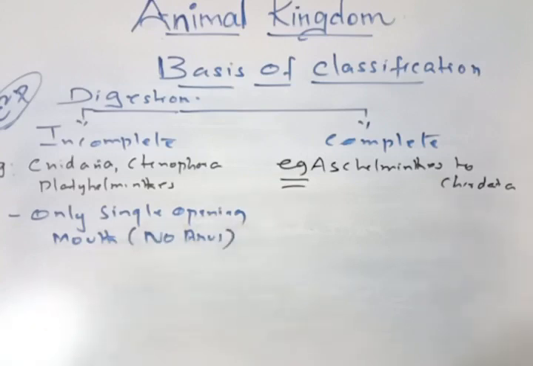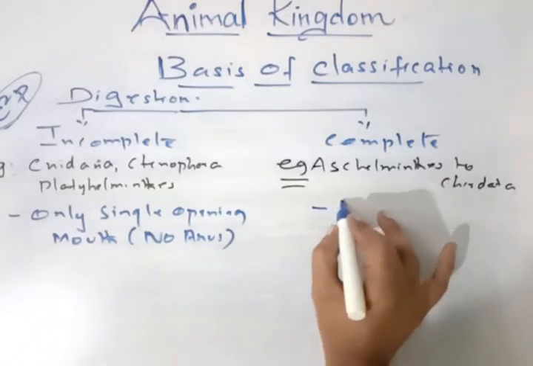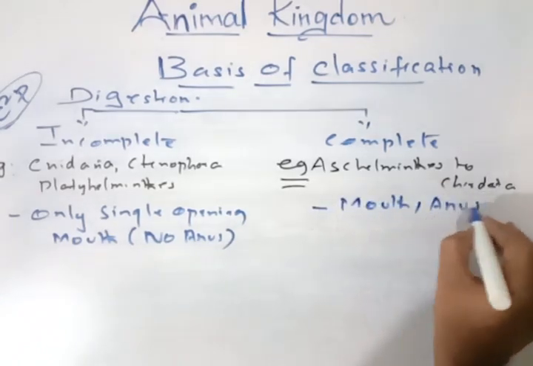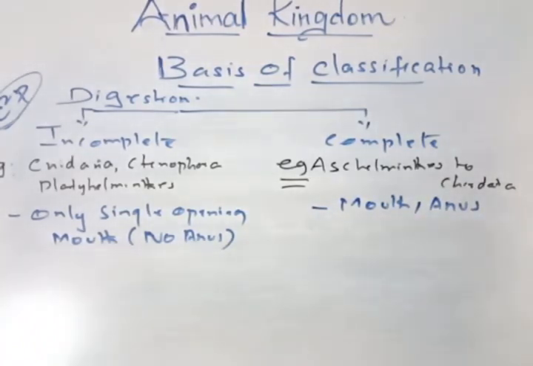Clear? Right. So that is why it is called incomplete. Complete means what? It will have openings for both. So if you talk about Helminthes to Chordata, they have two openings, a separate opening for the mouth as well as the anus. Okay, mouth and anus will be there.